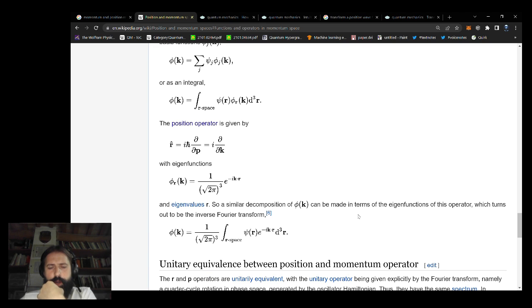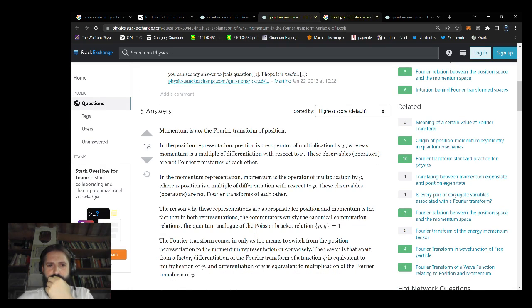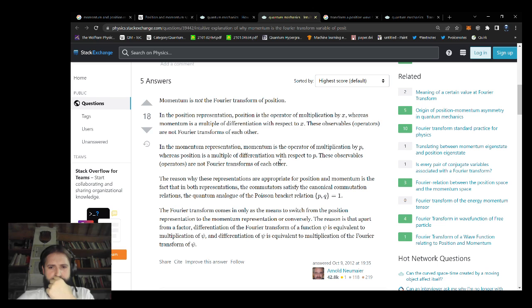The position operator times. So look what we're doing here. So you're just doing the position operator, the position operator times differentiation of the Fourier transform, multiplication of the Fourier transform.